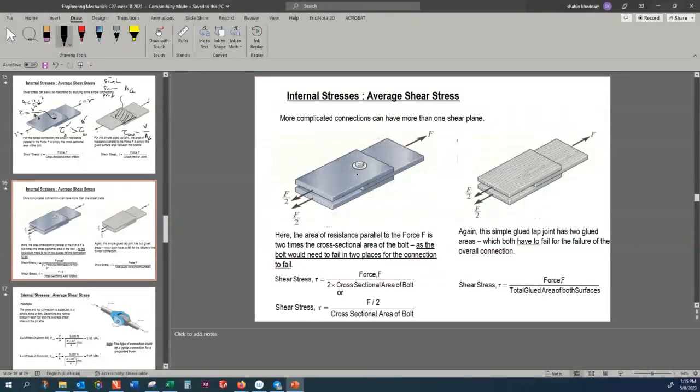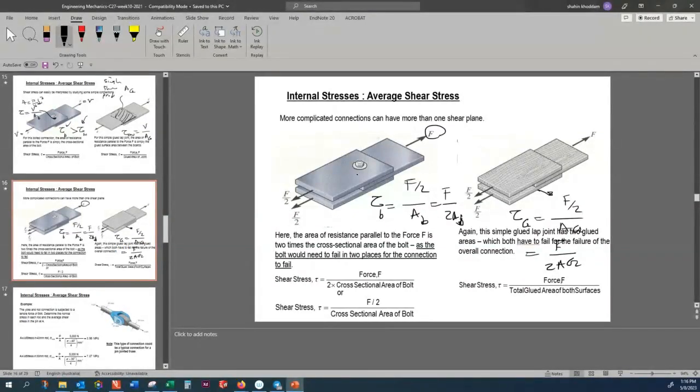Double shear, I'm applying the same force, but that force is distributed between two areas. So here, if I want to calculate the shearing stress of the bolt, that is either F by 2 divided by area of the bolt, or force divided by 2 times the area of the bolt. Both of them, the answer is the same. For this one, I either can find the shearing stress of the glue is equal to half of the force divided by area of glue, or force divided by 2 times the area of the glue. Both of them give me the same answer. So this is classified as a double shear.